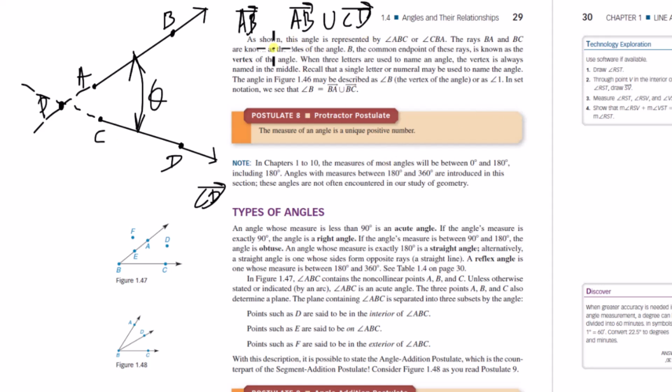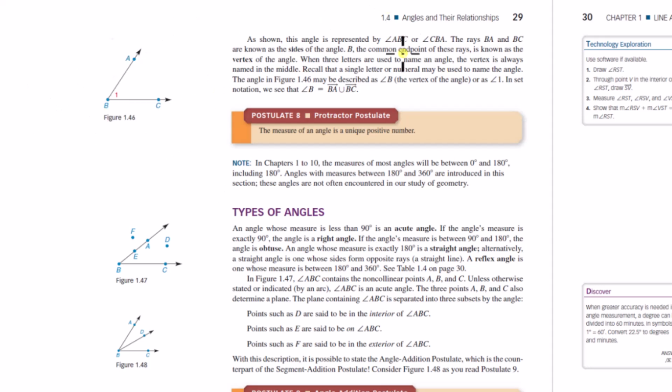Okay. As shown, the angle is represented by angle ABC or angle CBA. Yeah, in that figure, I'll bring that figure in. Okay, so the angle, you can say angle ABC or angle CBA. The rays BA and BC are known as the sides of the angle. B is the common endpoint of these rays. Okay, so there's figure 1.46.